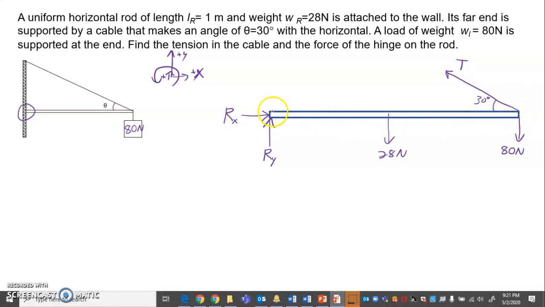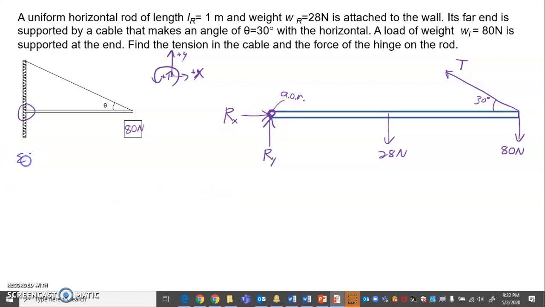We can also pick right here, which is what most students would probably do, so I'm going to go with that. I encourage you, however, once you've finished watching me try this problem in the video with the left end as the axis of rotation, go ahead and try the right end. Do the problem over with the right end as the axis of rotation and see that you get the same Rx, Ry, and T.